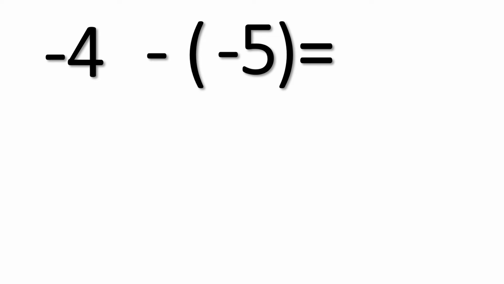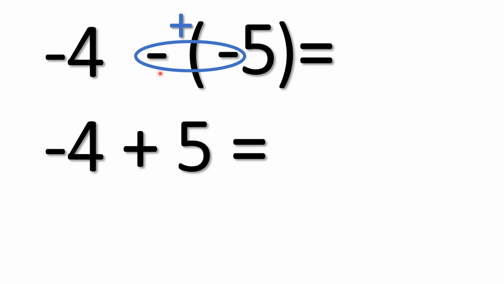Let us solve. I'm gonna subtract two negative numbers. Look over here. You have -4 and you have -5. In between, I have the subtraction operator. I am subtracting two negative numbers. What we saw in the previous slide will help me here. I'm gonna replace these two signs by one only. It's gonna be positive over here. So now I have -4 plus 5.